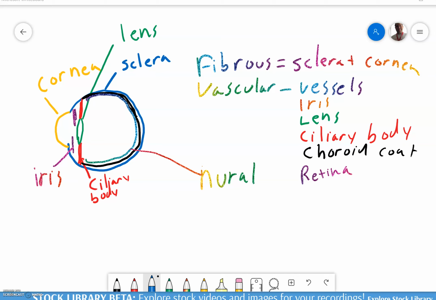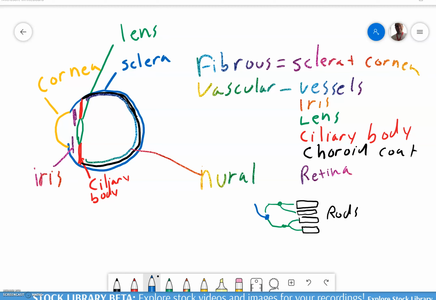A fibrous tunic made up of the sclera and cornea, a vascular tunic made up of blood vessels, the colorful iris, the lens, the ciliary body, and the choroid coat, which prevents light from scattering. And then the neural, or the internal, layer is the retina, which has photoreceptors.